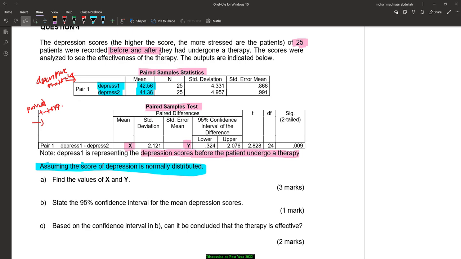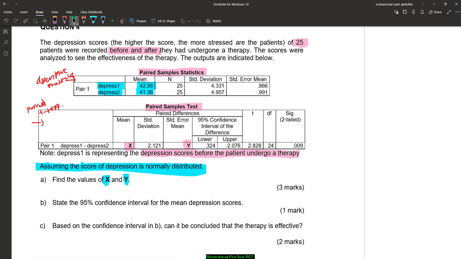Betul, soalan ni pun salah juga, right? Kalau dia nak buat t-test, sepatutnya dia kena kata different depression score tu normally distributed, difference of depression score, right? Kalau each depression score normally distributed, dia bukan part of the assumption of this test. So find the value of X and Y.